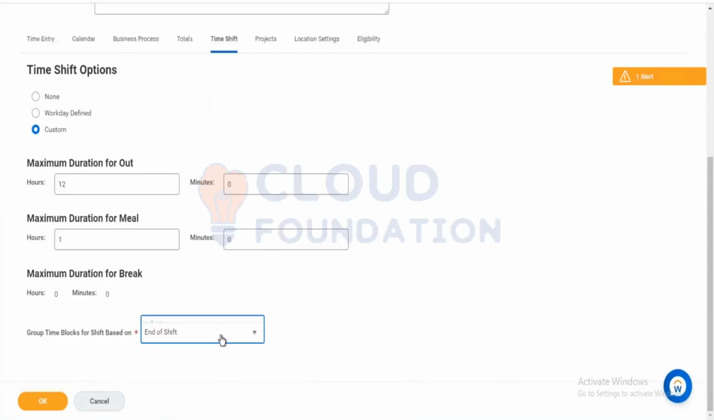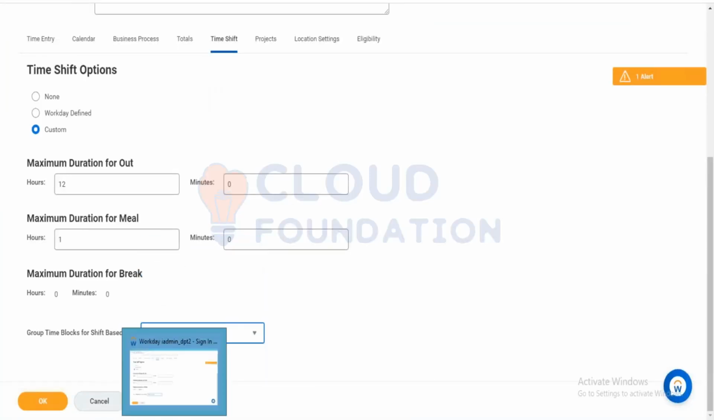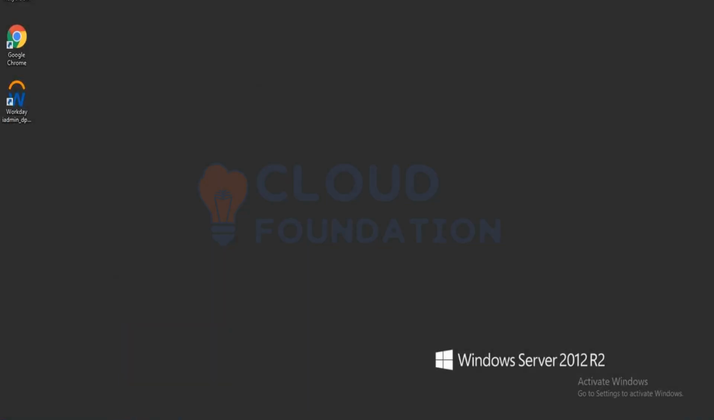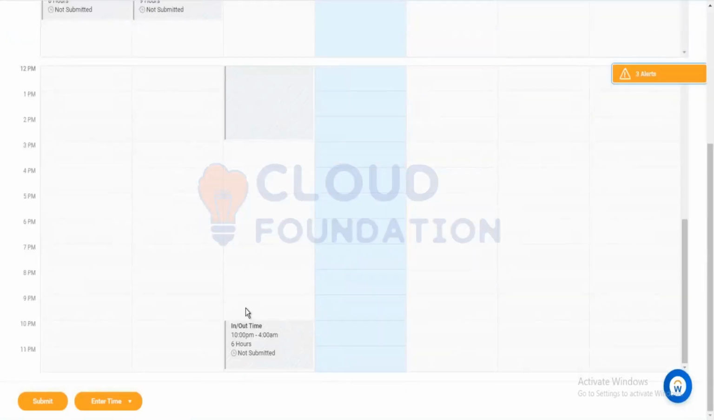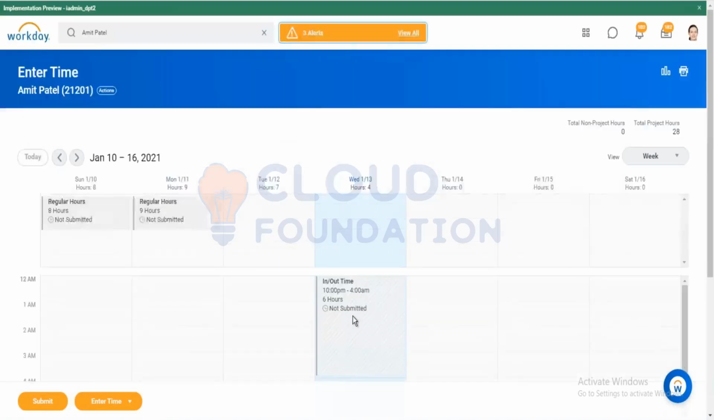Now we talked about end of the shift, and there is also split by daybreaker. What is it all about? Split by daybreaker would consider this as a single shift, this whole as a single shift, and the rest would be considered another shift, because it is after 12 a.m., which is the next day, so that would be considered as the next day's calculation, and this as a different day's calculation.